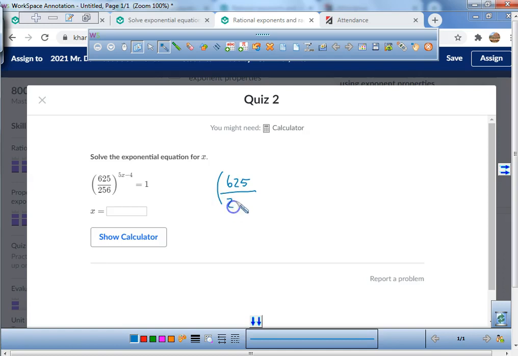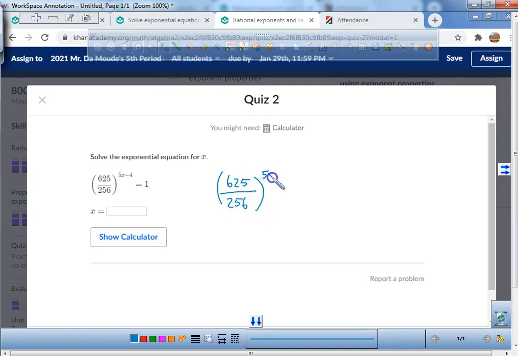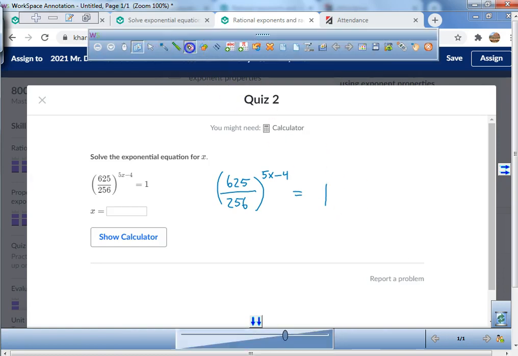625 over 256 raised to the power 5x minus 4, and that's all equal to 1, and we've got to solve for x. Now, if you know anything about exponents, you know you have to have the same base. So watch this. Watch me make the same base.